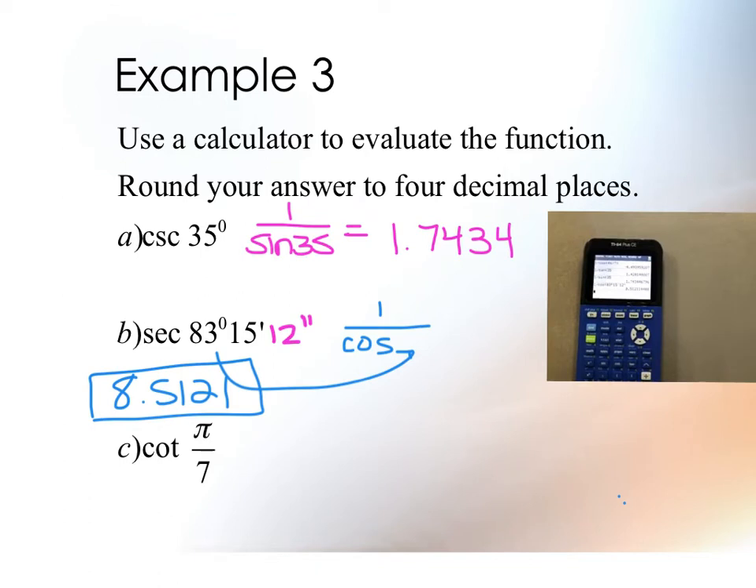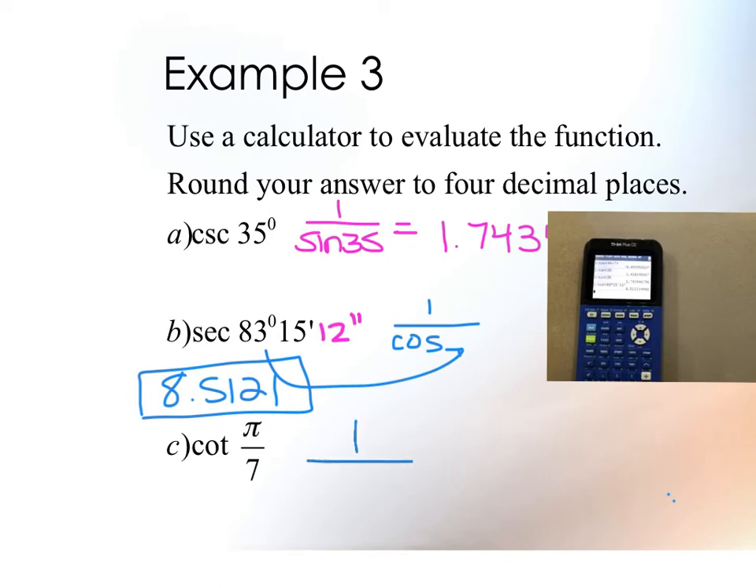The last one, we're back to radians, right? So go to your mode menu, switch from degrees to radians, and it's 1 over the tangent of pi over 7. Don't use 3.14, keep it exact, keep it the pi button. So 2.0765.